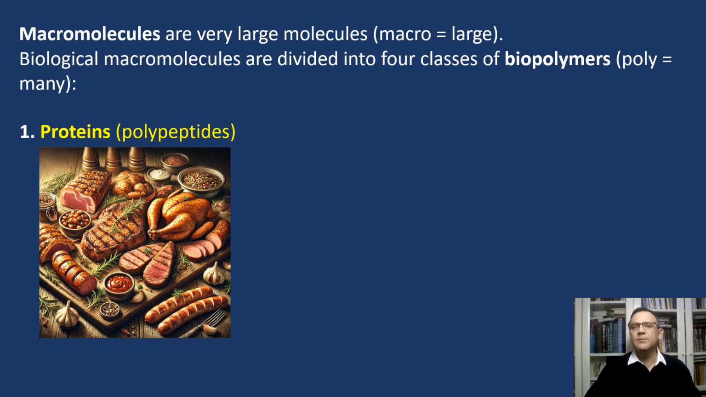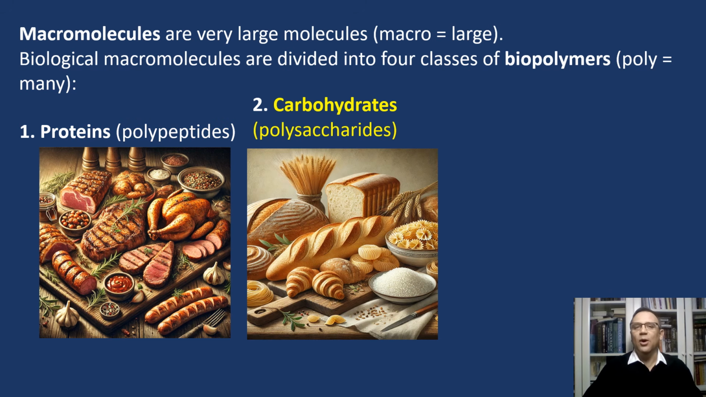Proteins, also known as polypeptides. Polypeptides consist of many amino acids linked together. Carbohydrates or polysaccharides. Saccharides means sugar and poly means many, so carbohydrates are made up of many simple sugars.